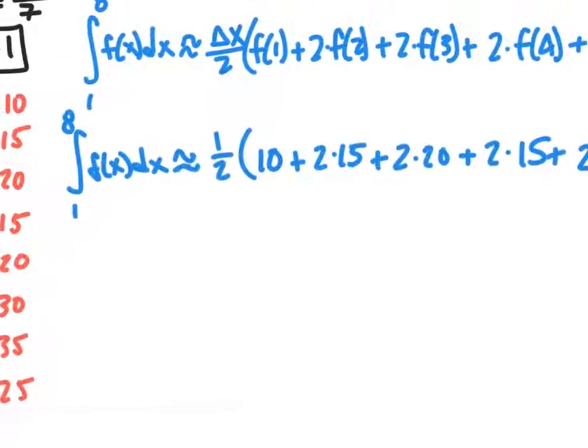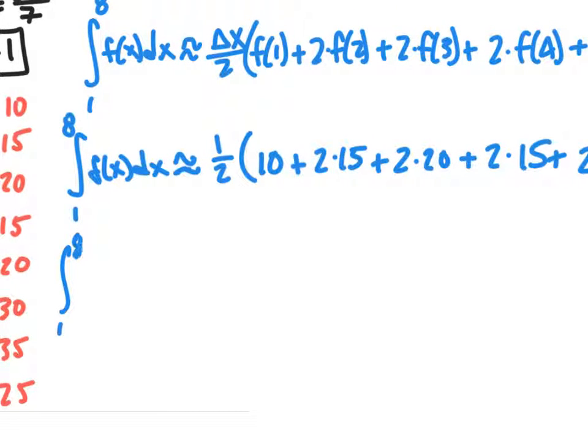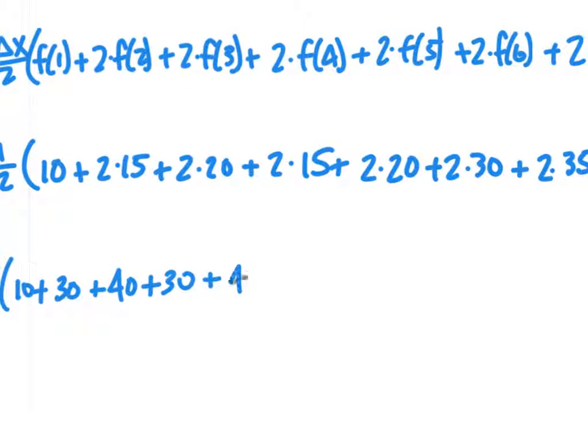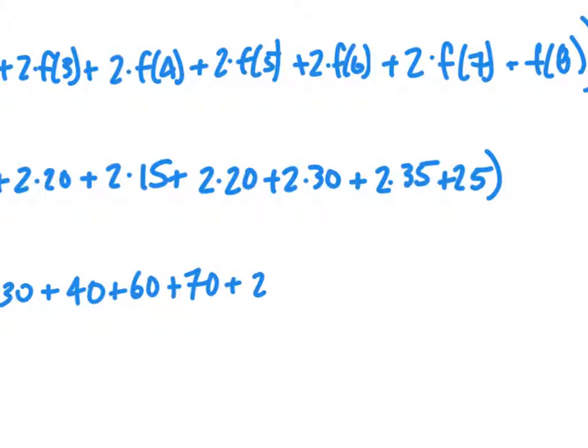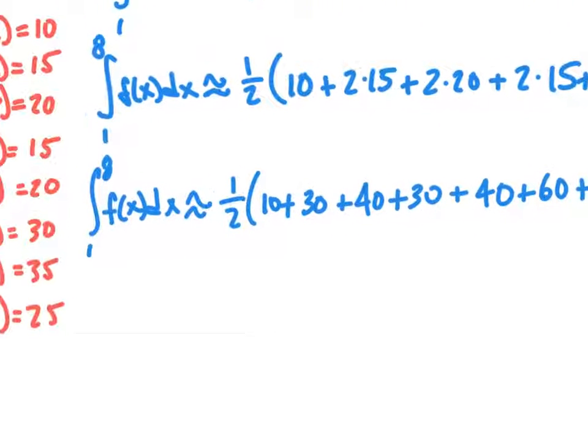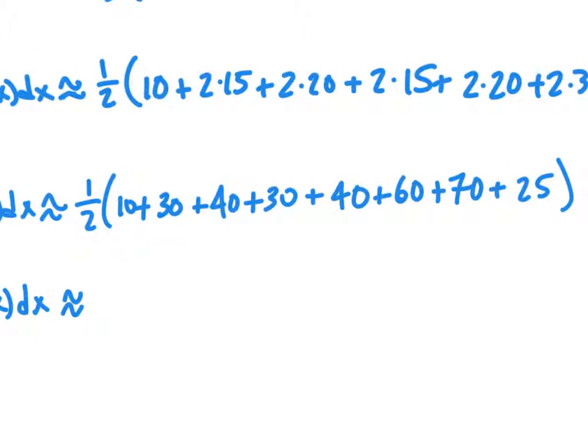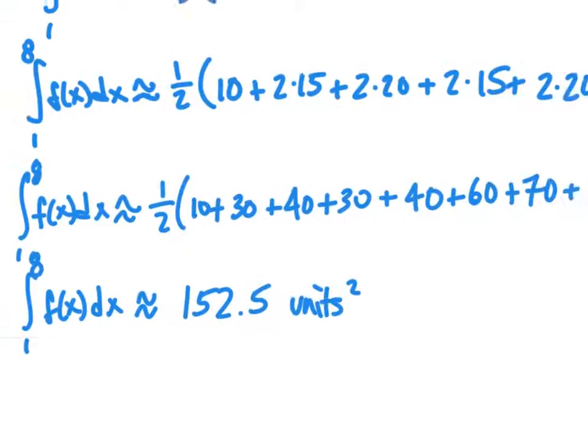Now let's go ahead and evaluate this and see what we get. The integral from 1 to 8 of f of x dx is approximately 1/2 times 10 plus 30 plus 40 plus 30 plus 40 plus 60 plus 70 plus 25. I'm going to go ahead and plug all this into my calculator real quick. After calculating that on the calculator, this gives me a total area of 152.5 units squared. So that's what I've got.